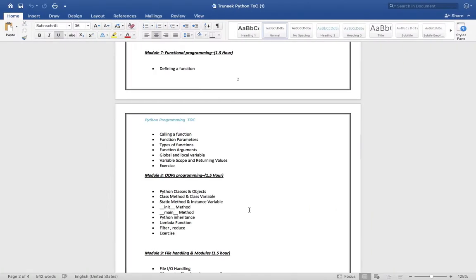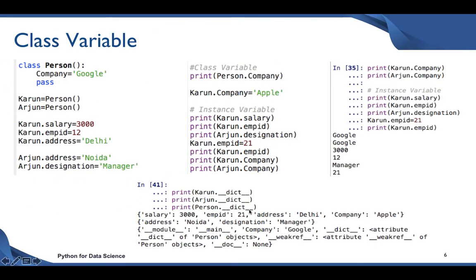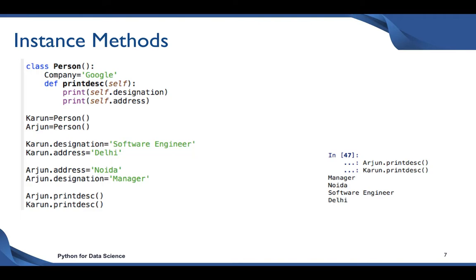Okay. So now we'll talk about the instance methods. Suppose I create a class. In this class, there is one class variable, and also there is a function which is being defined, and that has got self. Now we'll talk about what is self. Self refers to the current object.